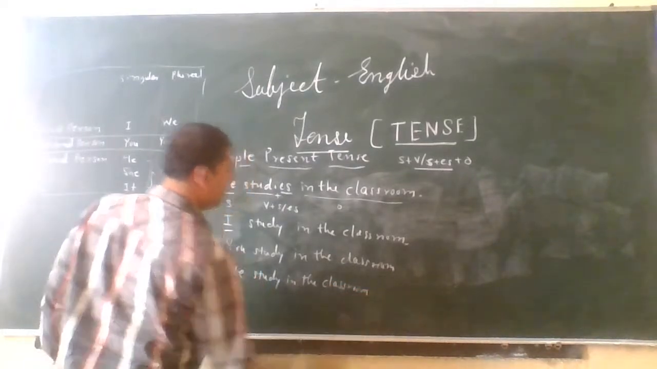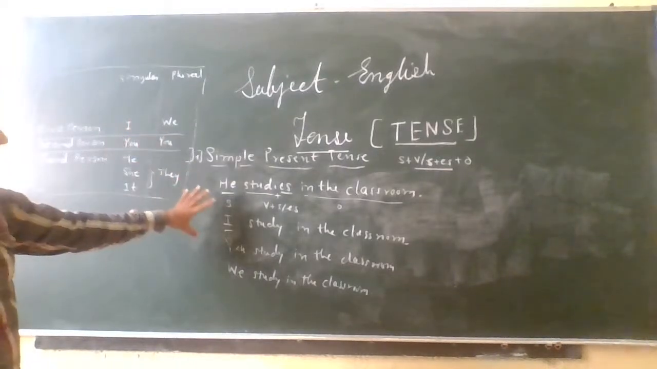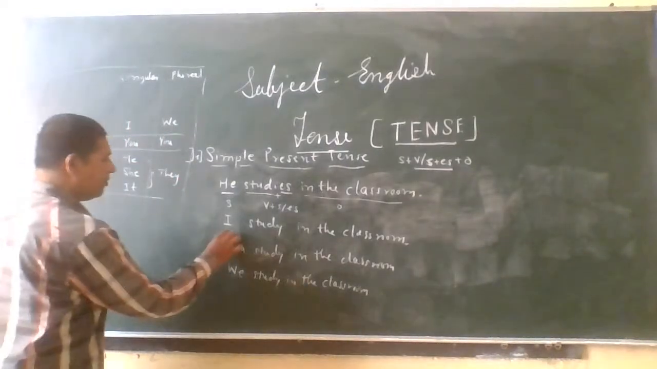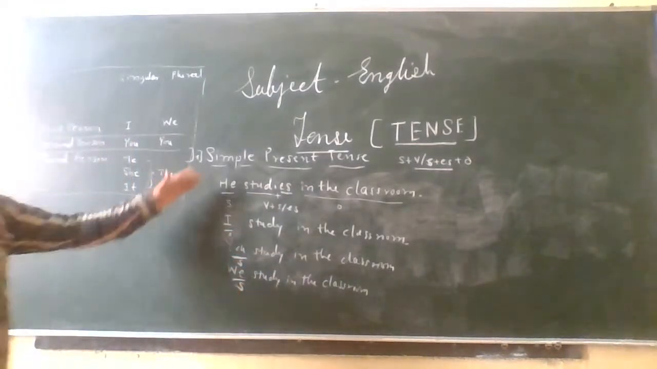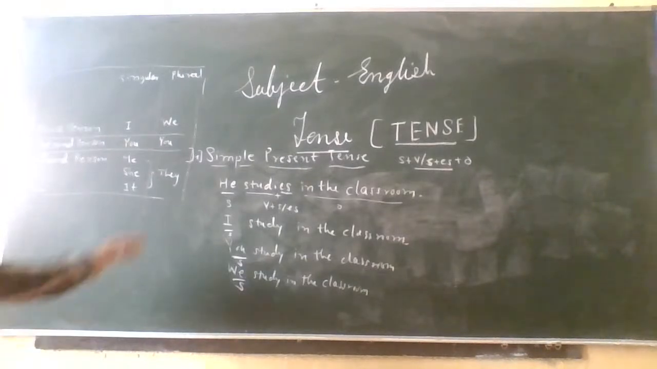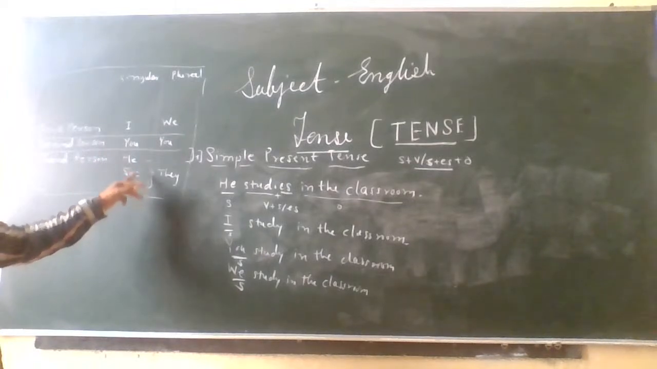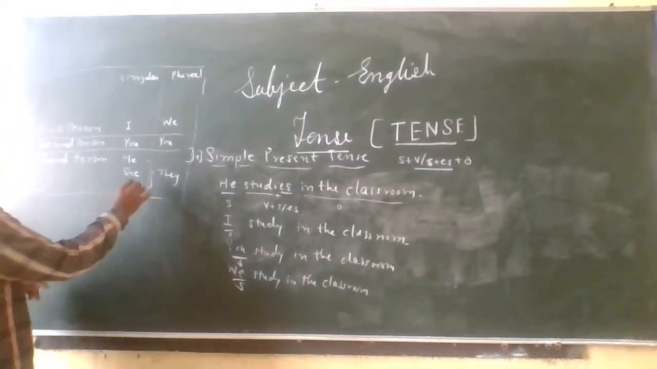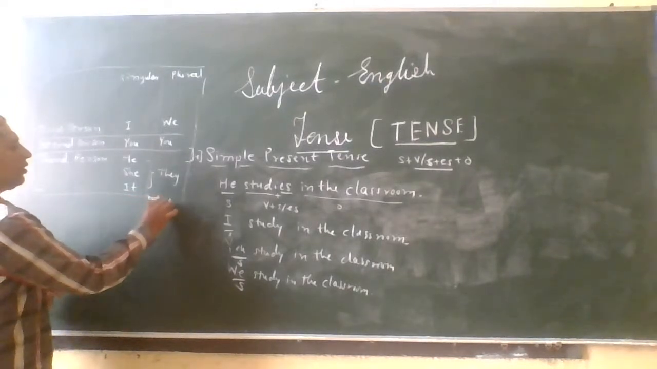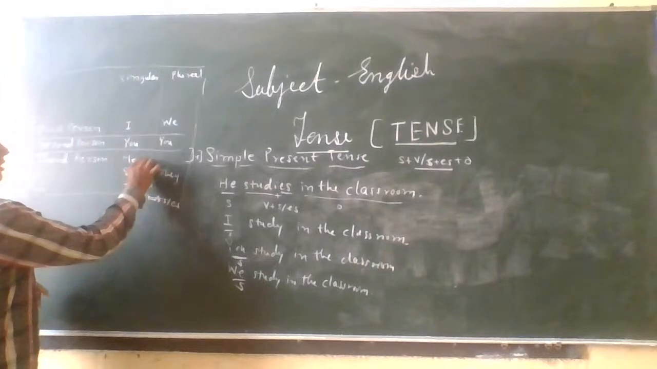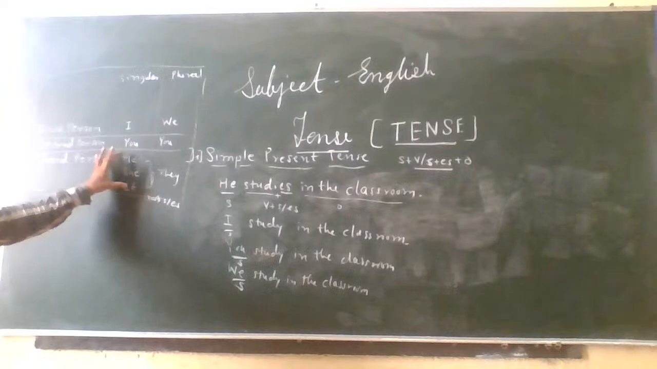So here we have only changed the subjects. All these are the subjects. Only when the third person singular number is there, we add s or es to the verb. Otherwise, you have to write the verb the same, except for this third person singular.